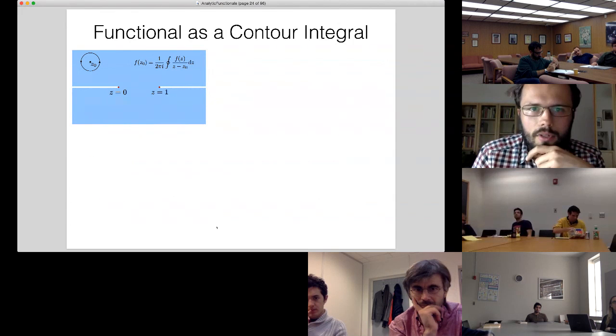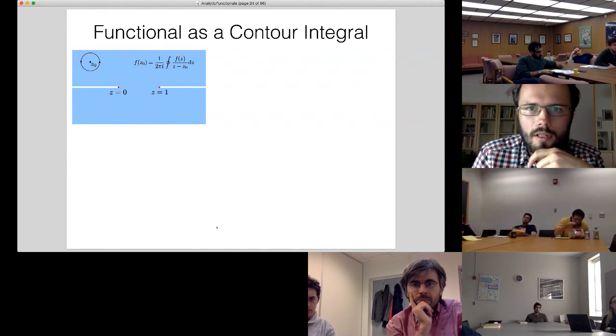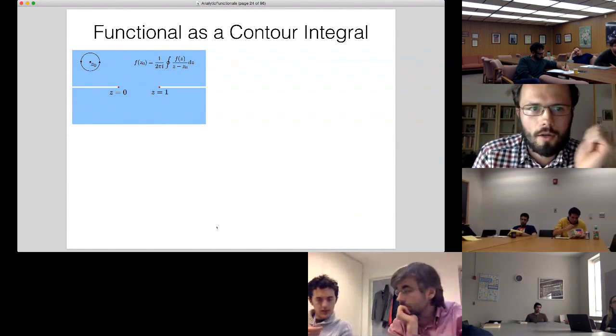All right. Okay, and so this viewpoint that I just mentioned is going to be to try to think of the functional as a contour integral.